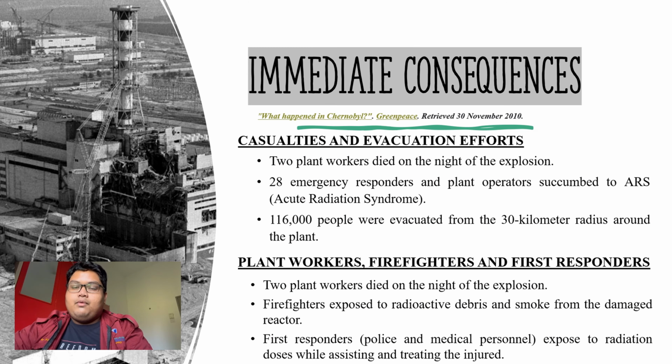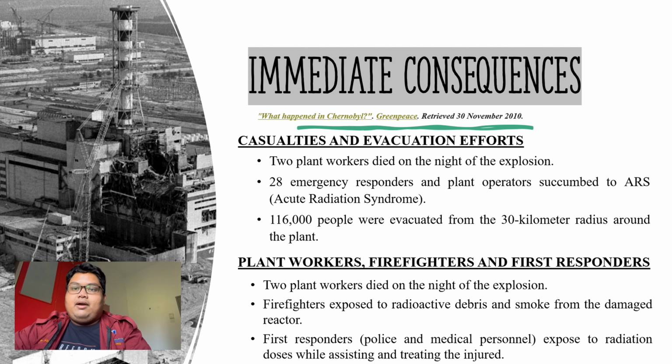In this video, I will talk about the immediate consequences of the accident. Firstly, 2 plant workers died on the night of the explosion. Second, 28 emergency responders and plant operators suffered from acute radiation syndrome. Thirdly, approximately 116,000 people were evacuated from a 30-kilometer radius around the plant.